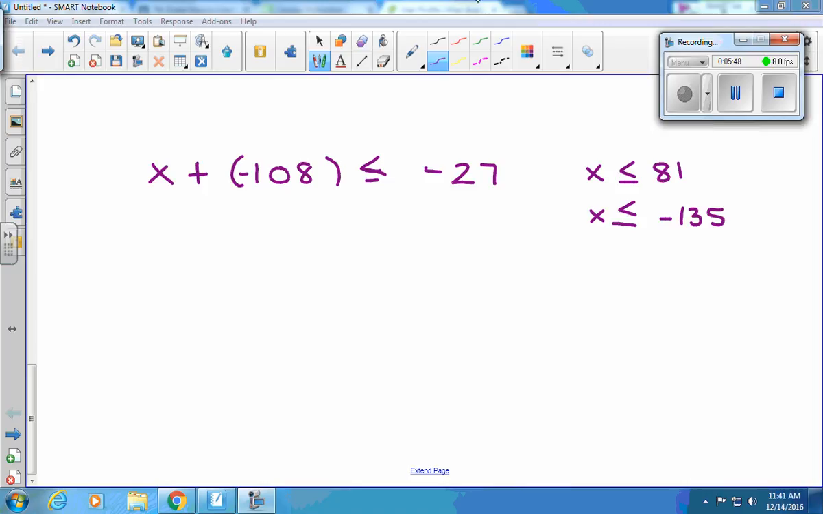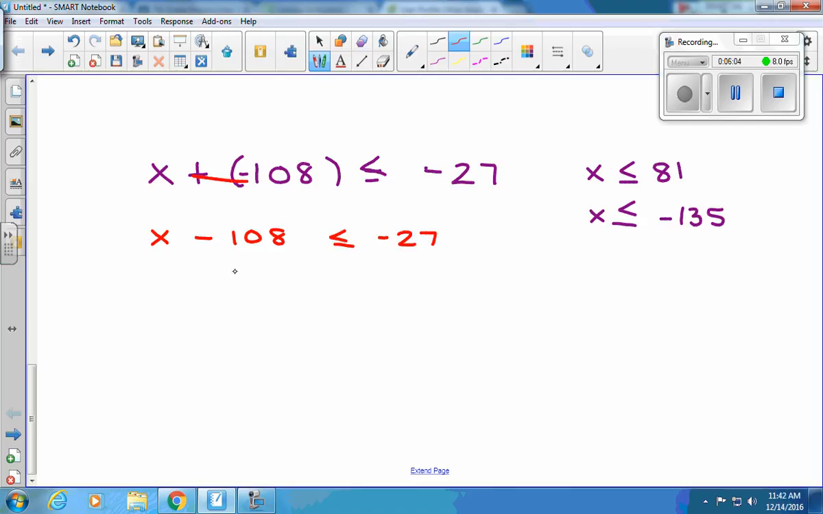First of all, we have to rewrite this problem, right? You can't have two signs. This becomes x minus 108, right? Because a positive and a negative give you a negative. Less than or equal to negative 27. How do I undo a negative 108? Add 108. And I do it to the other side.